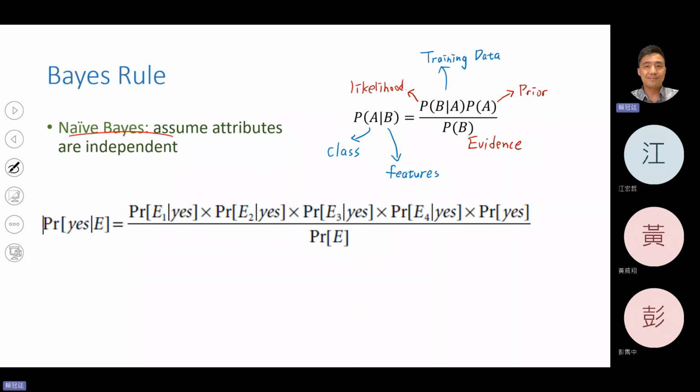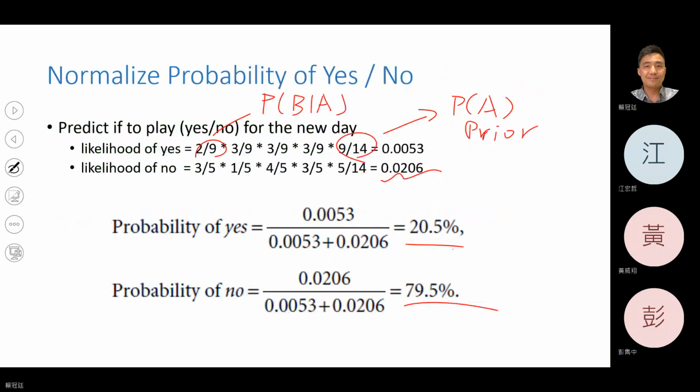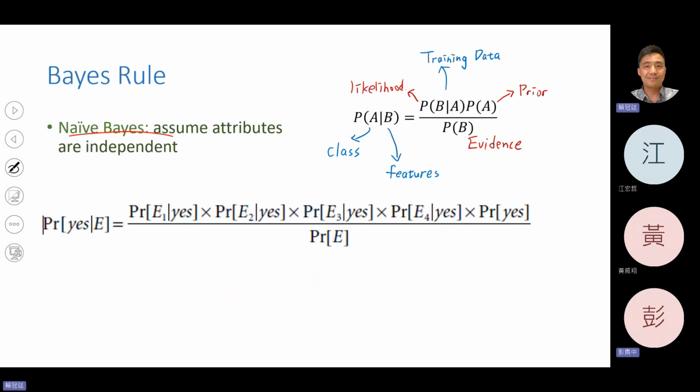It's called naive Bayes because the attributes are assumed to be independent. Here's the formula: attribute 1, 2, 3, 4, and the prior. So this is the likelihood. This is the prior. Maybe I should separate it. Anyway.